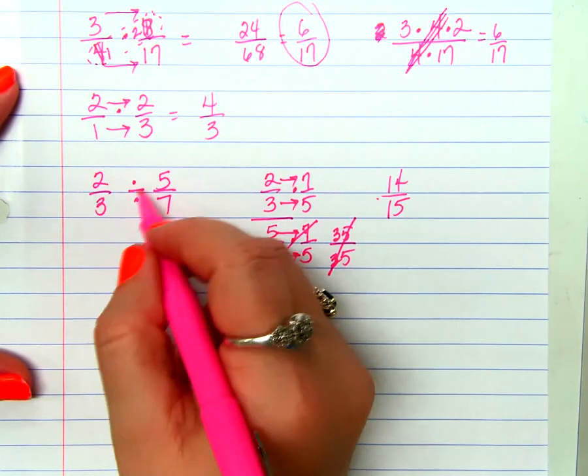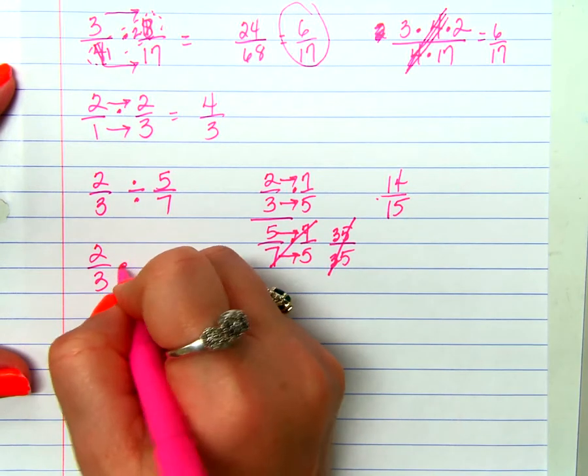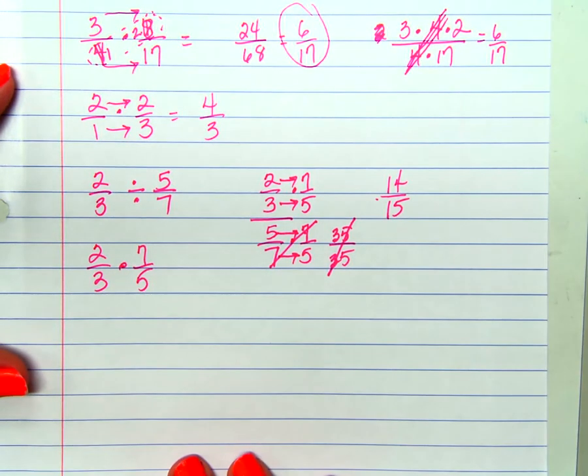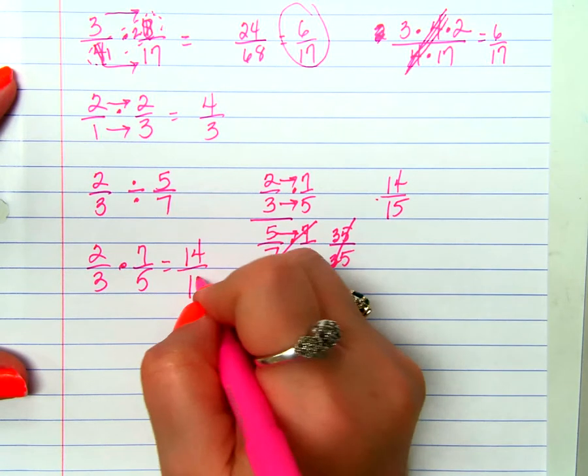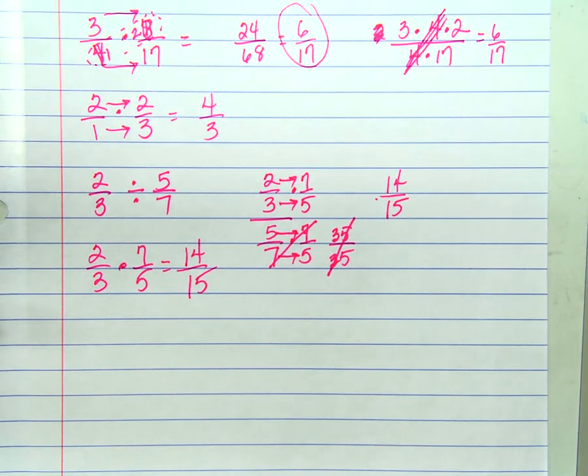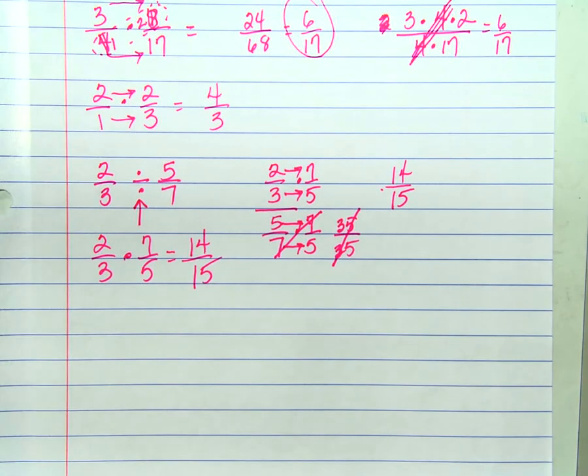So can I go straight from this problem straight here? Can I do that? Absolutely. Guess what we get? Yeah, same answer. Okay? Any questions about that? So do we ever divide fractions? No. Instead we multiply by the reciprocal.